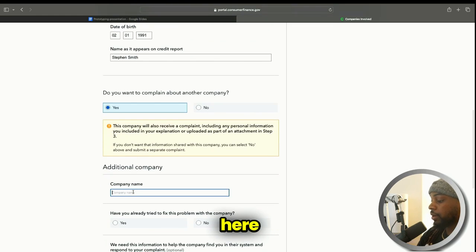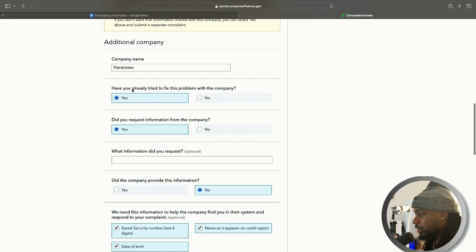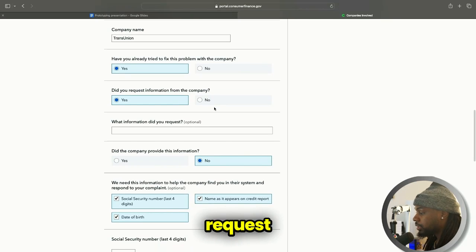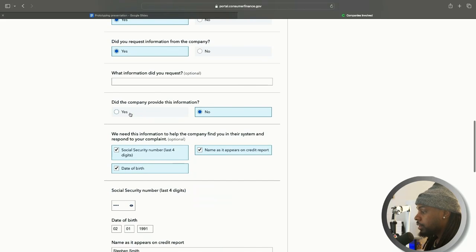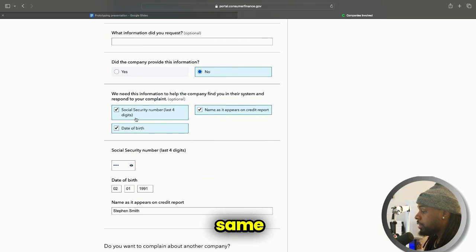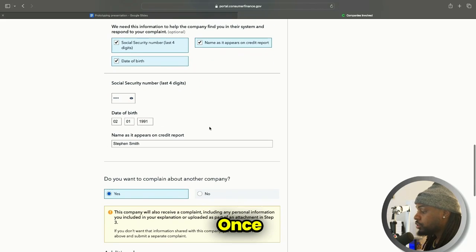So now I'm going to go down here and I'm going to add TransUnion. Once you fill out all the information for TransUnion, it's the same exact questions. Have you already tried to fix the problem with the company? Did you request the information from the company? And you select the exact same options. Yes, yes. It's optional to put the information that you requested. Did the company provide this information? No. You're going to then add the same information. You're going to check social security, name as it appears, and date of birth. Once you're done entering all this information, you're going to add Equifax if that's applicable to you. And then you're going to go on to the next step by clicking next at the bottom.